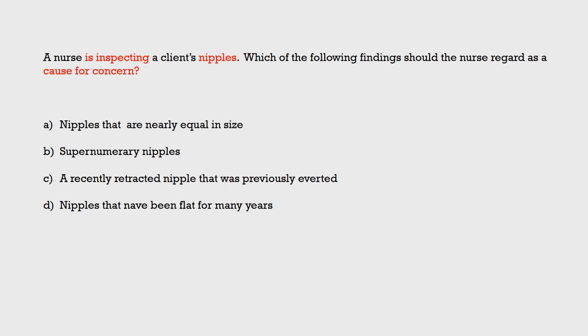So our keywords: we're inspecting the nipples, and what is the most cause for concern. I know supernumerary nipples are not quote unquote normal, but it might not necessarily be a cause for concern, but any sort of changes are. A recently retracted nipple that was previously averted is something that is a cause for concern. I want to assess further and potentially send her to get that biopsy. A recently retracted nipple that was previously averted suggests malignancy. C is the correct answer.